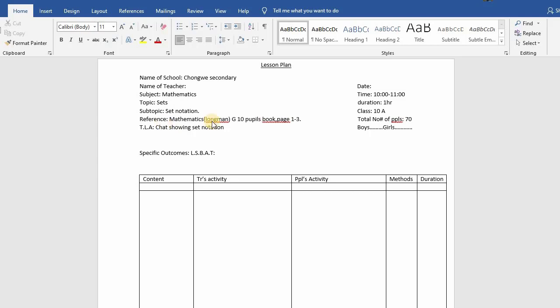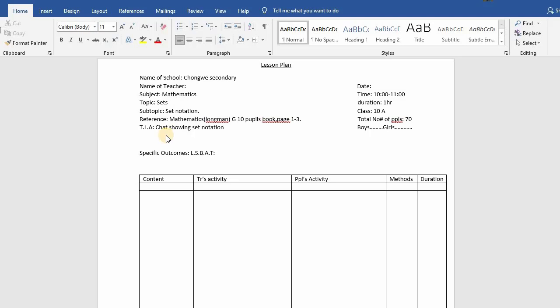So in this case, if for instance you got the information from mathematics grade 10 pupils book, you indicate the owners of the book. So in this case it is Longman pupils book grade 10, and the page you should indicate where you got the information from. That is where you got the lesson from. If it is from page 1 to page 3, you indicate.